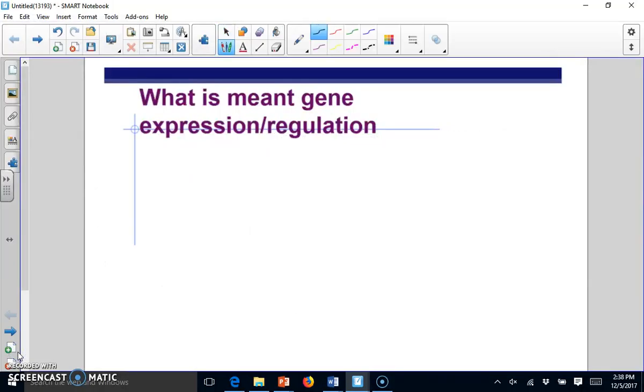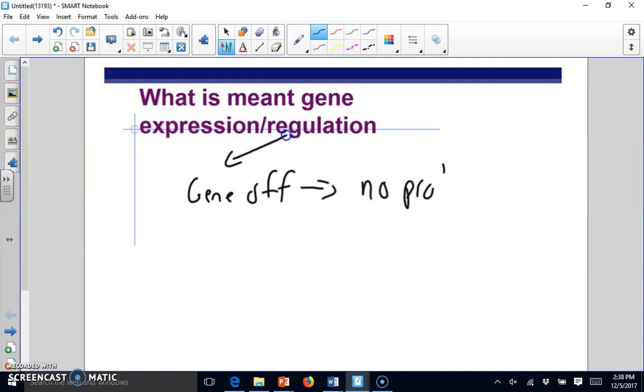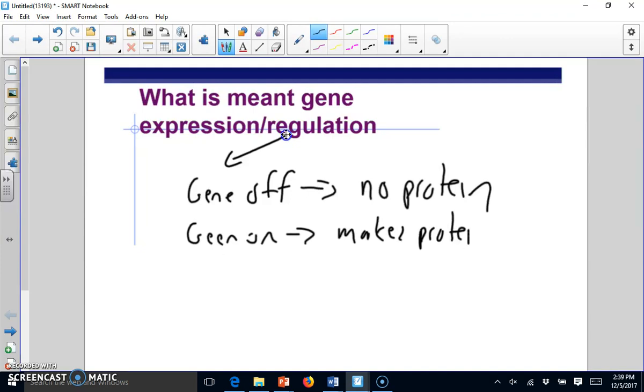On the AP exam, they're going to use the word gene expression a lot, okay? And if you're doing gene expression or gene regulation, okay, regulation means you can turn a gene off, and if you turn a gene off, it makes no protein. Or, the reverse of turning a gene off is you can turn a gene on, and then it makes protein. So the process, okay, of turning a gene on and off is called either gene expression or gene regulation.